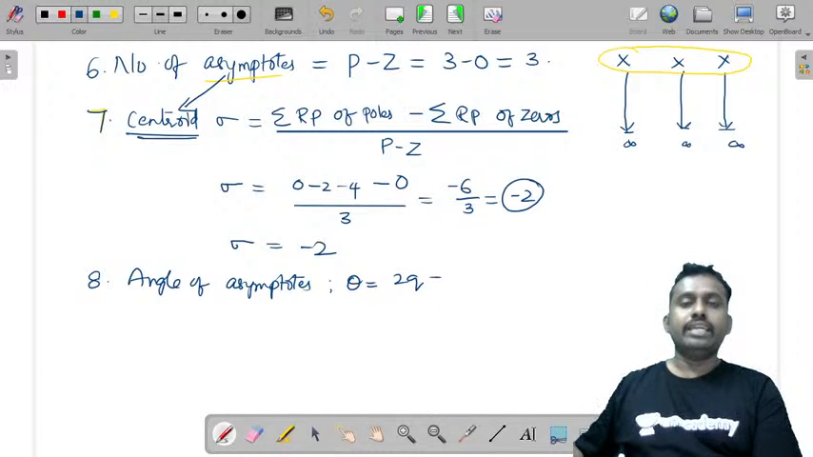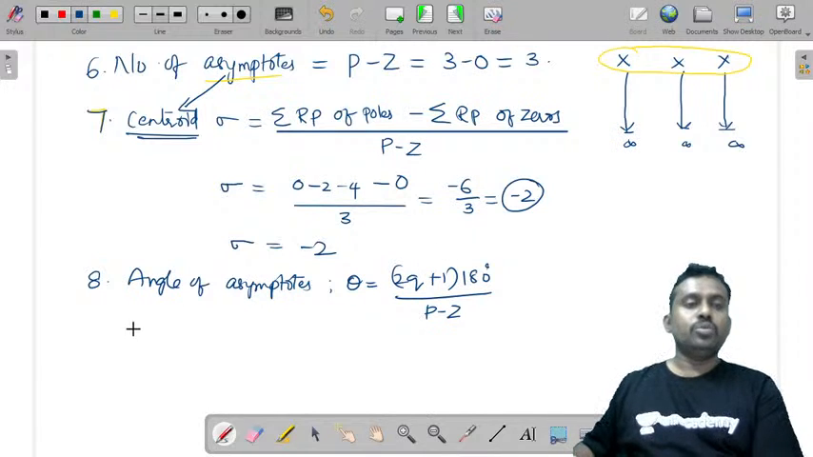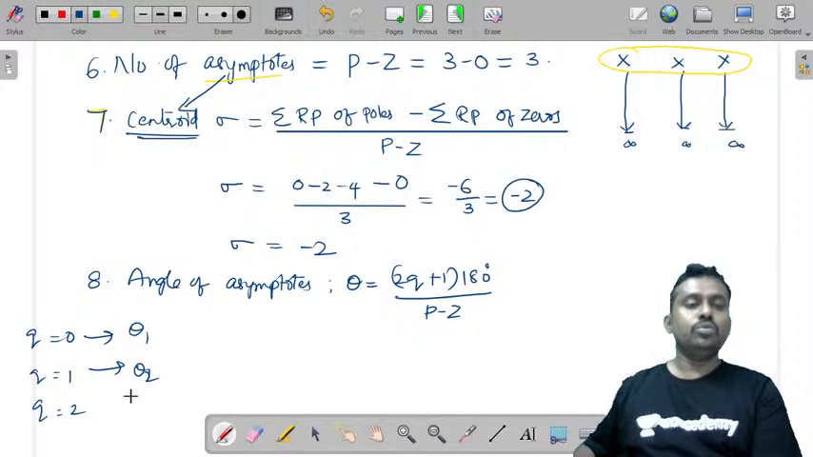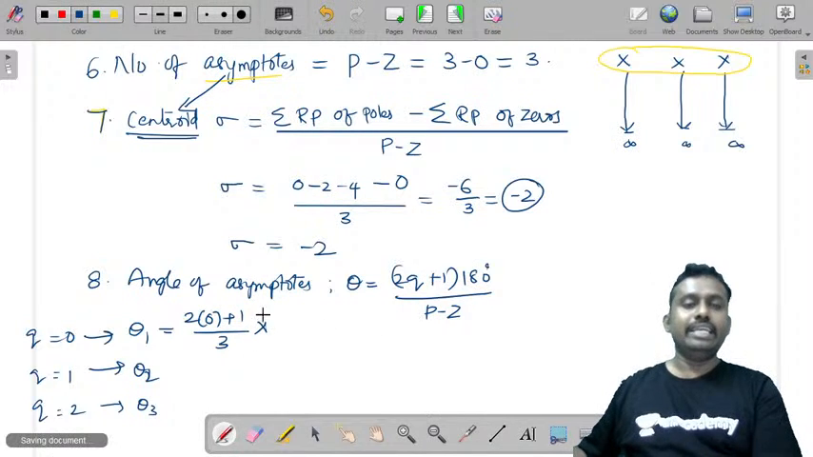It is theta is equal to (2q plus 1) into 180 by P minus Z. Because we have three asymptotes, we take q is equal to 0, q is equal to 1, and q is equal to 2. So let us find theta 1, theta 2, and theta 3 corresponding to that. Theta 1 is equal to (2 into 0 plus 1) by (P minus Z, which is 3) into 180. So it is 180 by 3, which is 60 degrees.